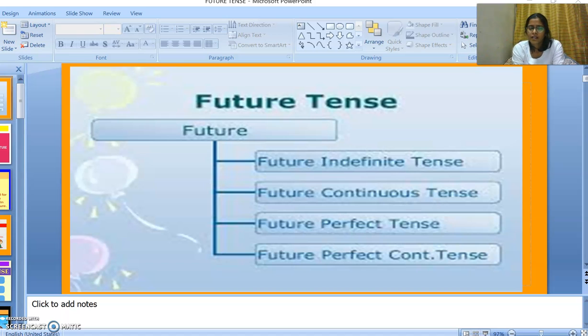So let's get started. As you know, each tense has four subparts, so future tense also has its four subparts. First is future indefinite tense. Second is future continuous tense. Third is future perfect tense. And the fourth one is future perfect continuous tense. Future indefinite tense is also called simple future, and future continuous tense is also called future progressive. So let's get started with our first slide.